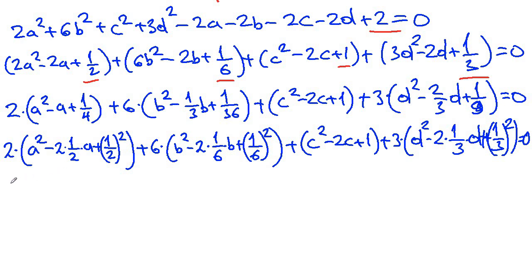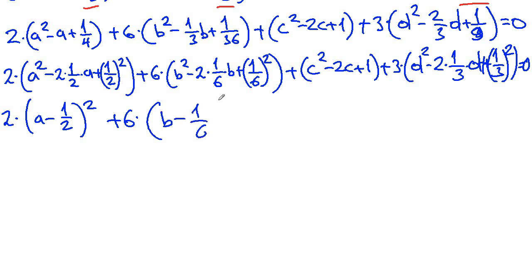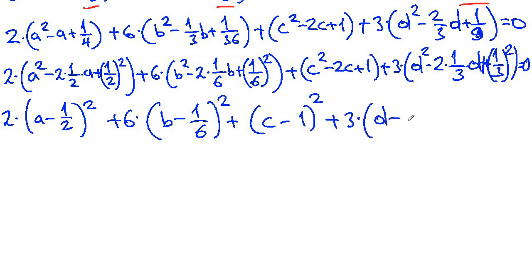So let me start from the first bracket again, 2 times a minus 1 over 2 to the power of 2, plus 6 times b minus 1 over 6 to the power of 2, plus c minus 1 to the power of 2, and plus 3 times d minus 1 over 3 to the power of 2, which is equal to 0. As you can see here, the sum of these 4 perfect squares is equal to 0. So therefore, to get 0, each expression must be equal to 0.